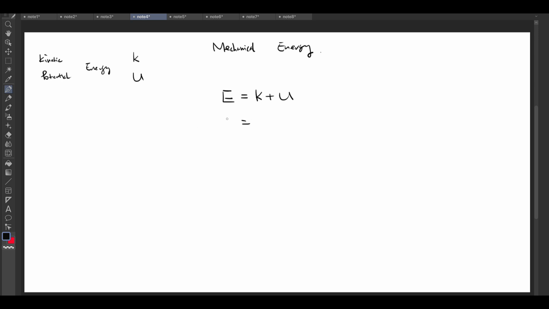And let's write it out for different systems. Let's say I'm looking at an object on the Earth's surface. Then I'm going to write down 1/2 mv squared from the kinetic energy plus mgy, where y is the y coordinate of the object. Okay. Now for the spring system, E equals 1/2 mv squared plus 1/2 kx squared. So that's the mechanical energy for the spring system.